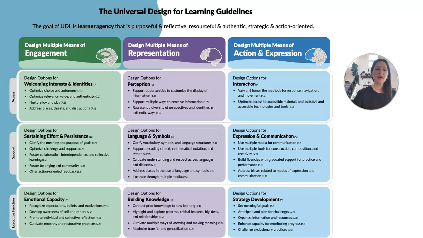To the left, it shows how within engagement, representation, and action and expression, there is access in learning, support in learning, and executive function in learning. There are numbers on the end of each category in each bullet point, where when you press the hyperlink, it gives an explanation of how to put these into action as an educator in the classroom.